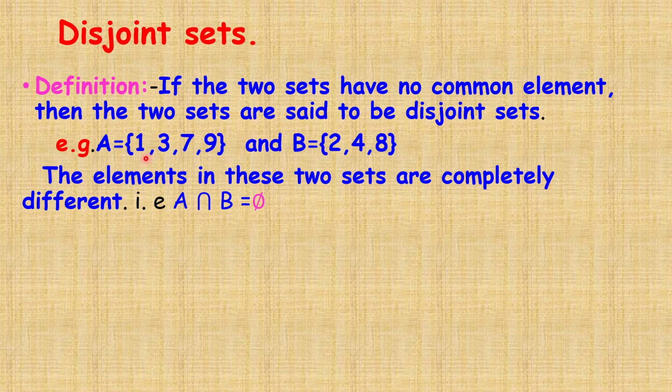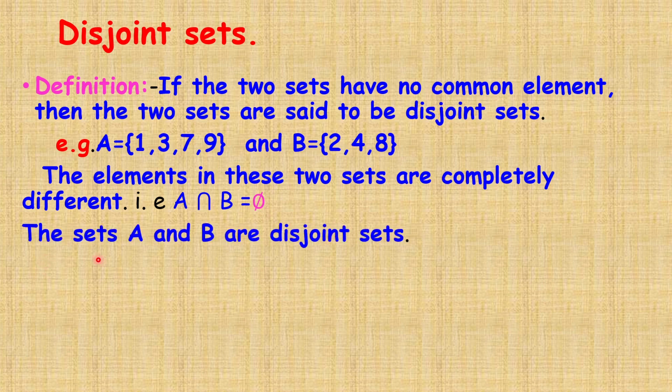Here in set A, the elements are 1, 3, 7, 9 and in set B, the elements are 2, 4, 6. In these two sets, the elements are different. That is, A intersection B is equal to the empty set. The sets A and B are disjoint sets.